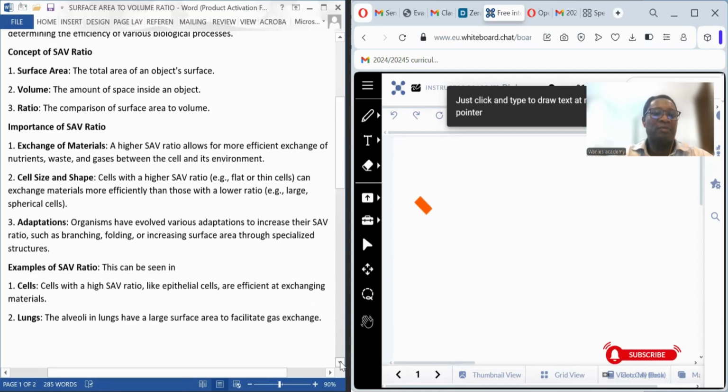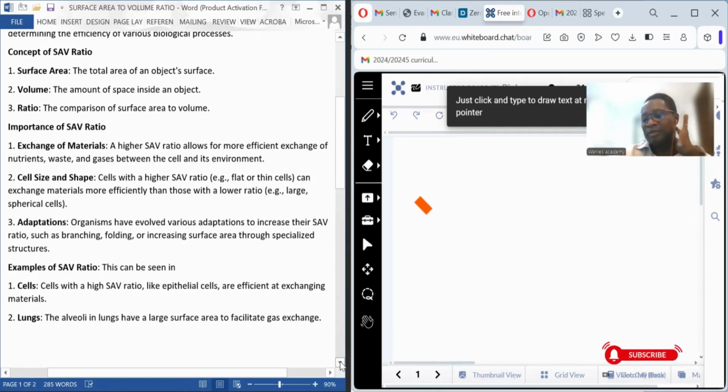Cell size and shape is another importance of surface area. The cells with a higher surface area, that means a flat surface and thin layer, can exchange materials more efficiently than a thick surface and large spherical area. So the thinner the surface area, the faster the exchange of materials.